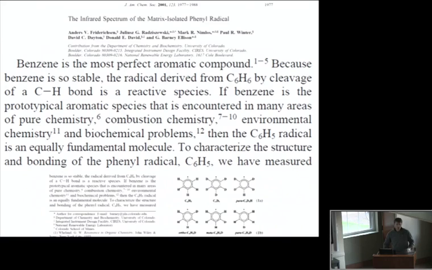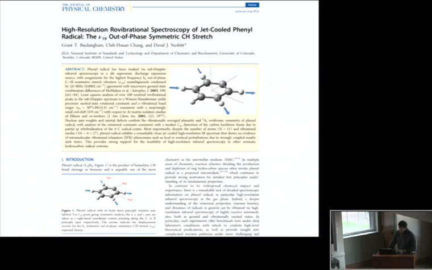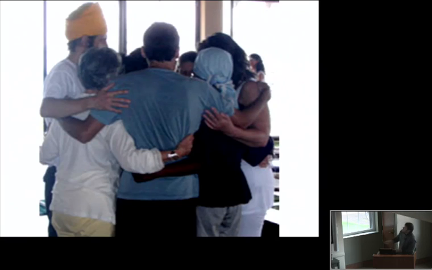Now, if you know Barney, this next picture might be a little funny. Barney likes to describe benzene as a loving Christian embrace among the atoms, and I think this kind of shows what he's getting at. Is he in the picture? I think he's in the back.